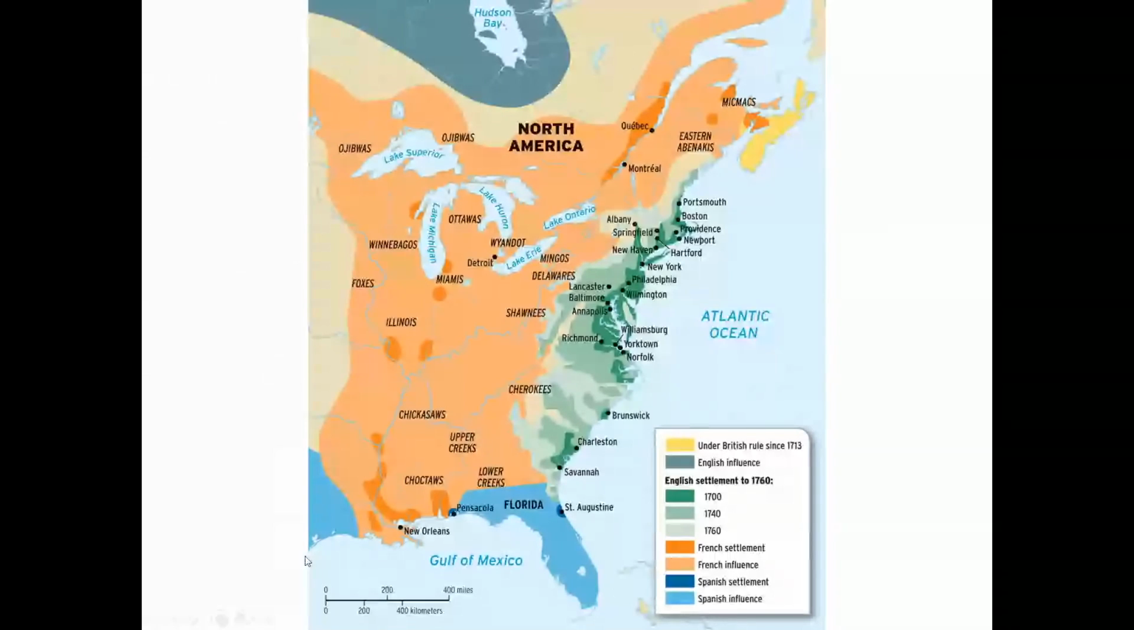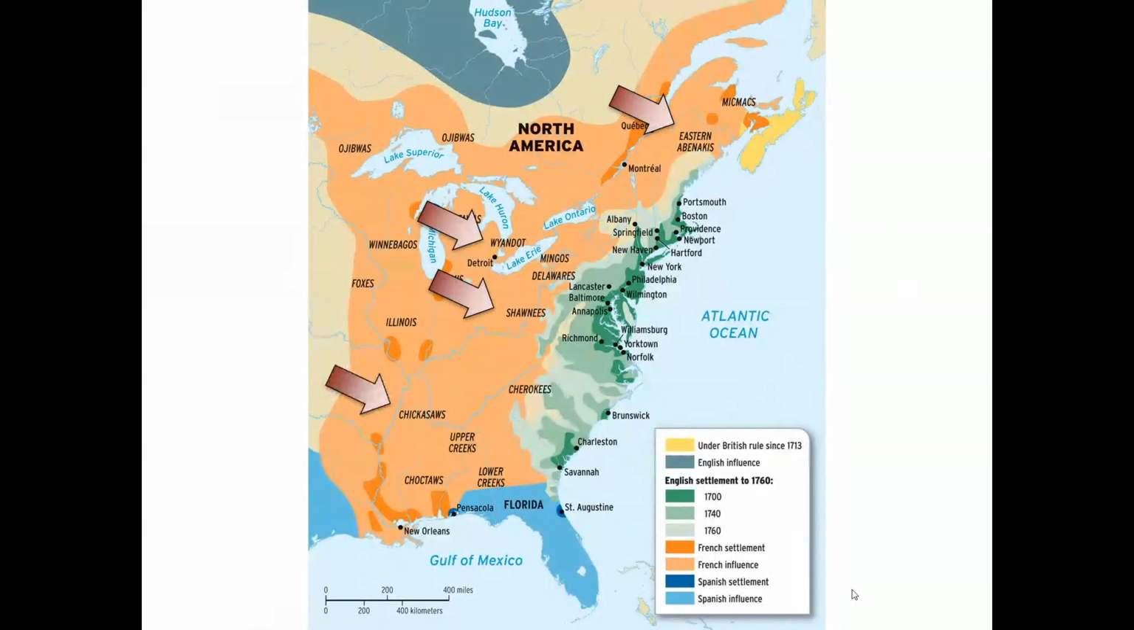And I want you to look at these people here, the Wyandotte. The Wyandotte, can anyone tell me where this is? Where's that arrow pointing to? Very good. Thank you. We have the Shawnees here, the Eastern Abenaki, and the Chickasaws. These are all Native American people, and we're used to looking at maps and saying, oh, well, this is the British section of North America. Here's the French section of North America.